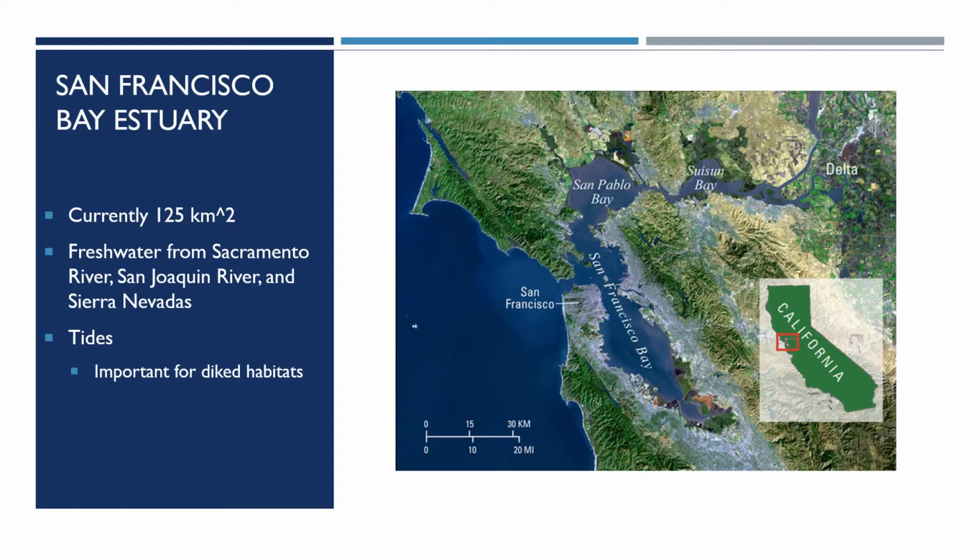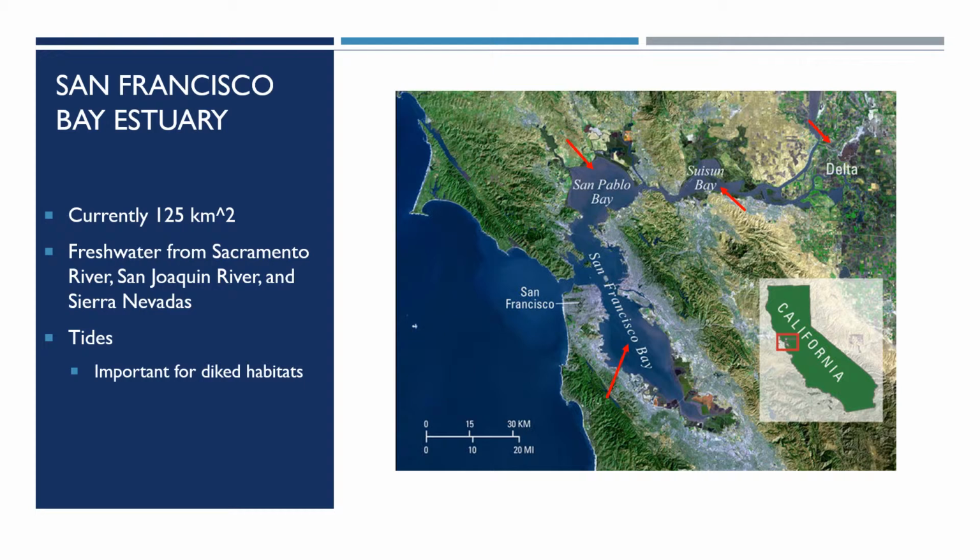So, San Francisco Bay is a shallow estuary located in California, covering an area of approximately 125 square kilometers. The San Francisco estuary includes embayments of the San Francisco Bay, the San Pablo Bay, the Suisun Bay, and the Sacramento-San Joaquin Delta. Approximately 90% of the fresh water flowing into the estuary comes from the Sacramento River, the San Joaquin River, and eastern streams from the Sierra Nevada mountains. The other 10% comes from the watershed around the San Francisco Bay.